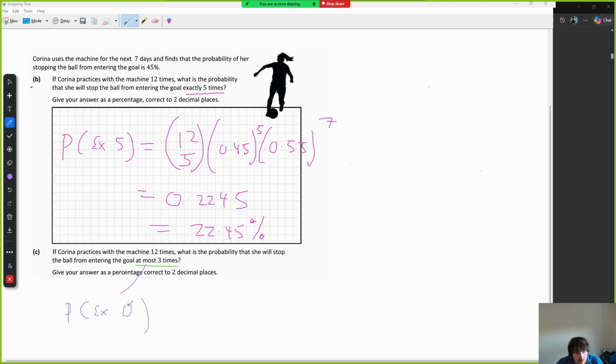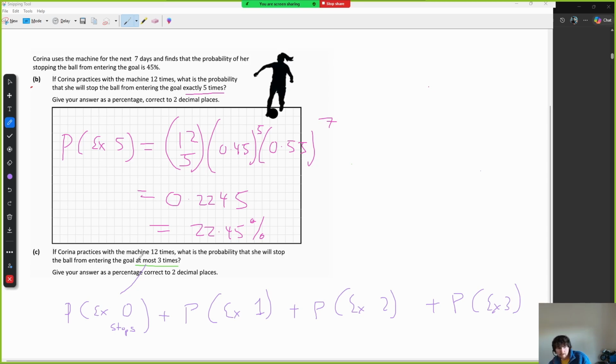Okay, exactly 0 stops. You could write it like this: the probability of exactly 0 stops, plus the probability of exactly one stop, plus the probability of exactly two stops, and then plus the probability of exactly three stops. Hopefully that makes sense to people.